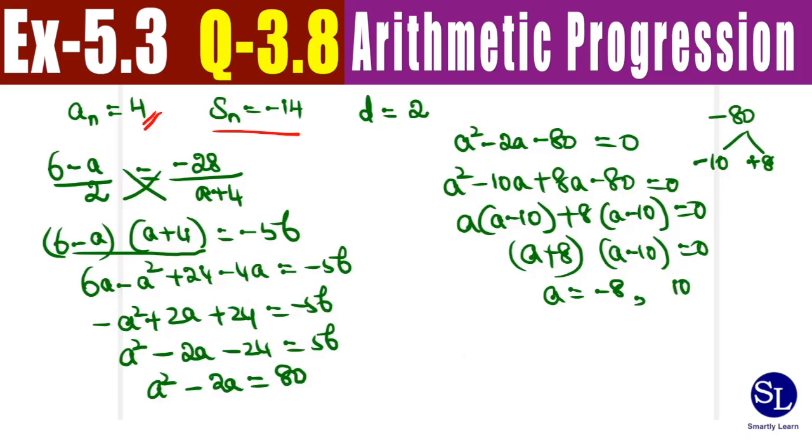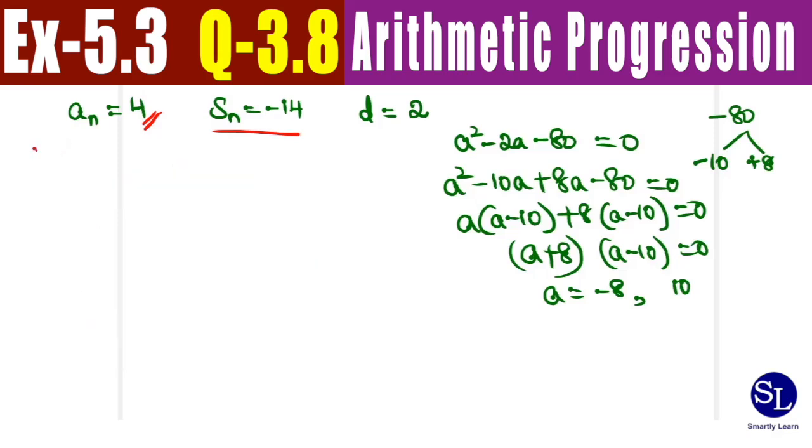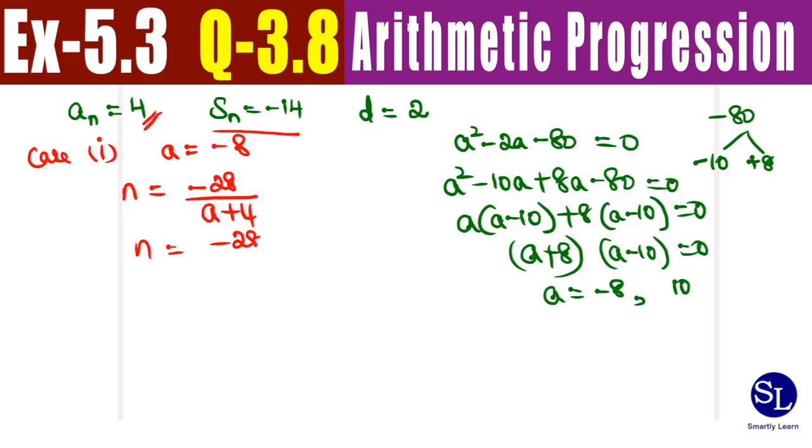So depending upon the value of a, I need to generate the value of n. Remember, a has two possible values, so I need to generate two possible values for n. So let's put case 1. Case 1, I'm going to take a is equal to minus 8. So in that case, n is going to be equal to minus 28 divided by (a plus 4). So n is equal to minus 28 divided by (minus 8 plus 4). So n is minus 28 by minus 4, which is equal to 7. So in case 1, when a was minus 8, I got the value of n as 7.